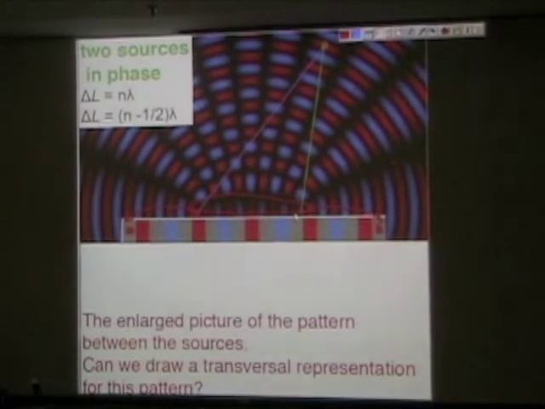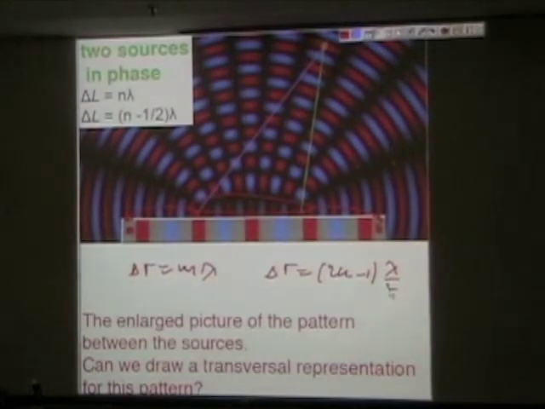Now, every rule has a disclaimer. When we write the condition for maxima like this, or when we write the condition for minima like that, there is an assumption, a very important assumption, which is implied. What kind of assumption is it? We have to say something about the sources.